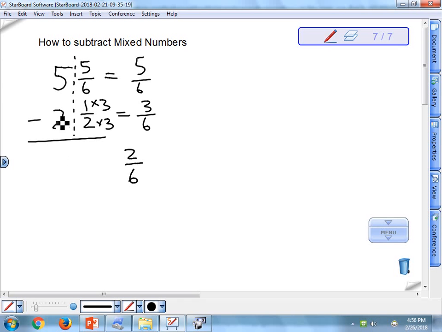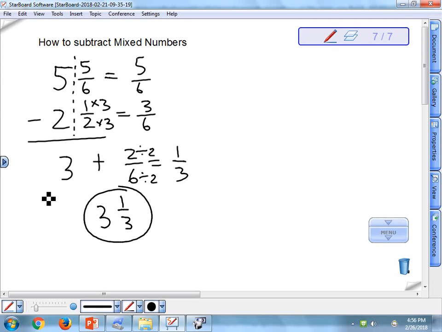I now come over to the whole number parts. 5 minus 2 is 3. However, I can reduce the fraction part to 1/3, right? I'm dividing this by 2 and dividing this by 2. And again, I'm now going to put the pieces together. My final answer is 3 1/3.